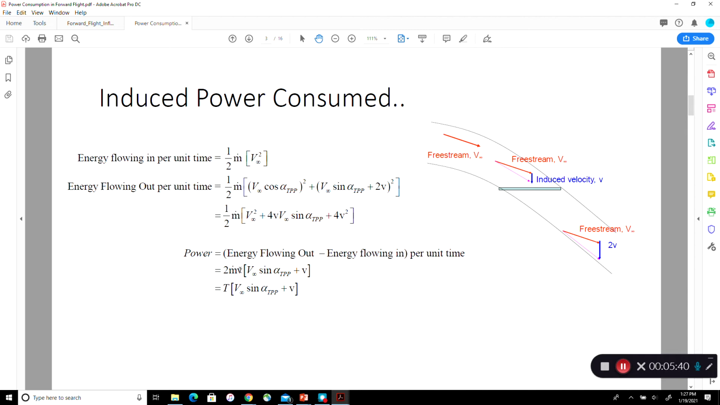Now, 2 times m dot times V, the mass flow rate times the change in the velocity, is the thrust. Remember, in this direction, the vertical component, we only have V infinity sine alpha tip path plane. Here we have V infinity sine alpha tip path plane plus 2V. So we have increased the vertical component of velocity by 2V. So the vertical thrust is mass flow rate times the change in the velocity in the vertical direction. So mass flow rate, which is m dot, times 2 times V, that's the thrust. This is in the square bracket. So this is what we get for the power expended by the rotor.